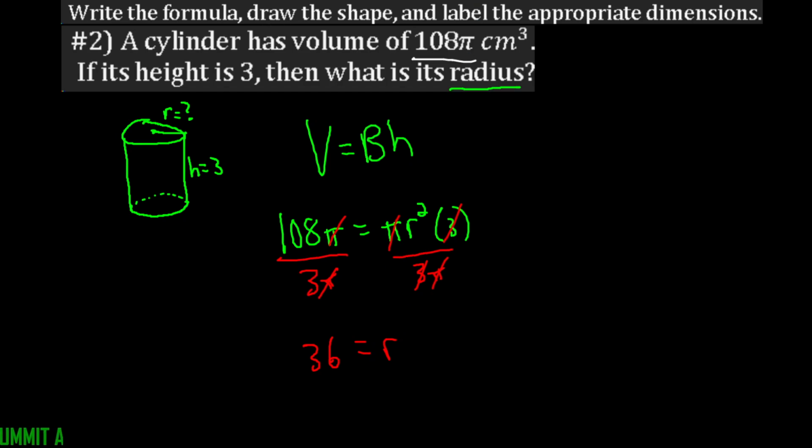Let me change that to a different color. It's going to be 36 equals r squared. So what we have to do to get rid of that exponent is take the square root of both sides. Since I have exponent 2, I can take the square root. So I'm going to take the square root of both sides. And so I'm just going to say r equals 6, and I'm going to say 6 centimeters.